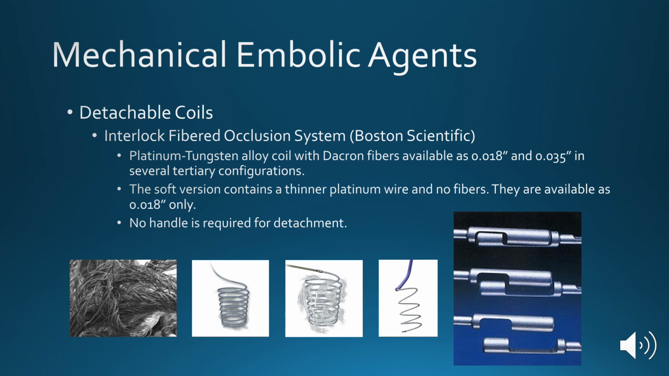No handles are required for detachment, but as you can see on the image to the right, what happens is this coil has an interlocking arm with its pusher wire, and once that point of intersection is out of the microcatheter, the coil is deployed. As long as it's within the microcatheter, you can pull it all the way back in and reposition it.